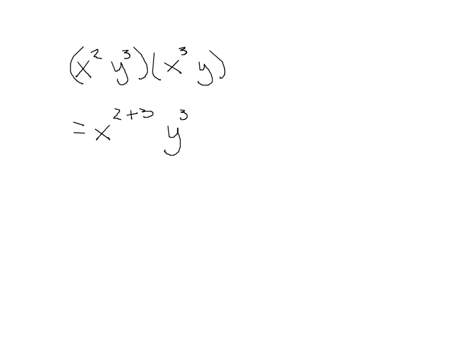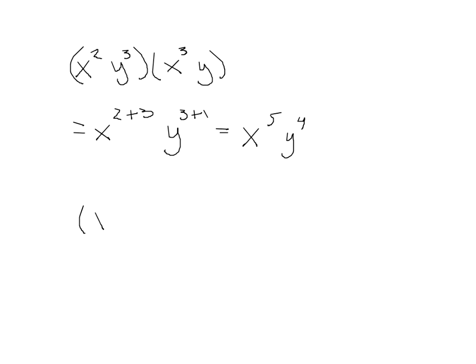So let's look at a few examples. So let's say we have x squared y to the third times x to the third y. So we'll have it like that. So I can reorder these, and I get x to the 2 plus 3 and y to the 3 plus 1, and I end up with x to the 5th, y to the 4th.